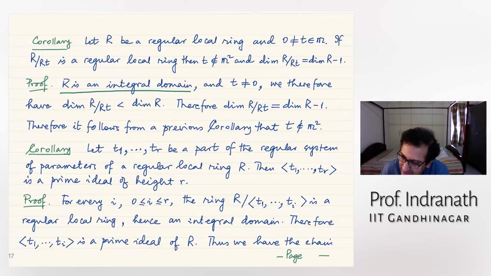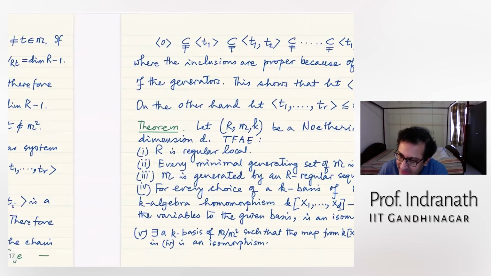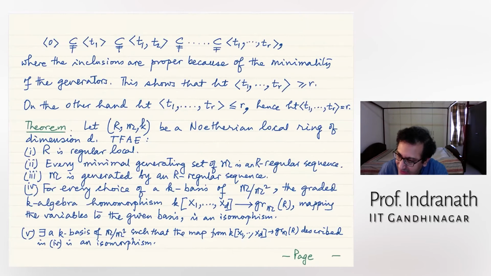Thus we have the chain. You can see this chain of prime ideals leading up to this, where the inclusions are proper because of the minimality of the generators. You know that, right? So it's minimally generated by these elements. So this shows that the height must be greater than or equal to r. On the other hand, you have this ideal generated by T1 through Tr, and therefore the equality happens.